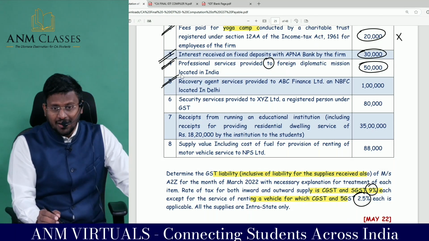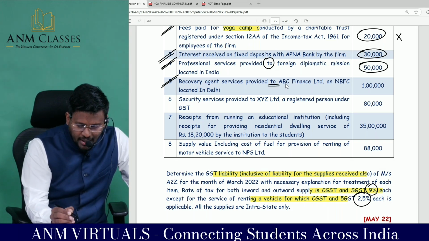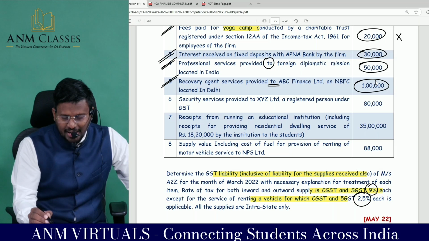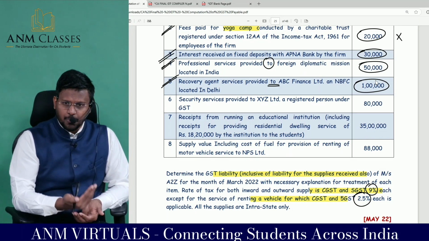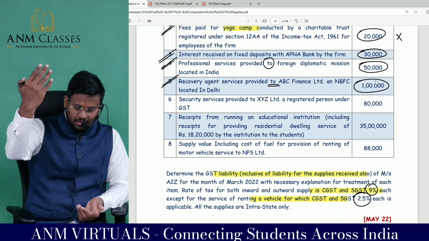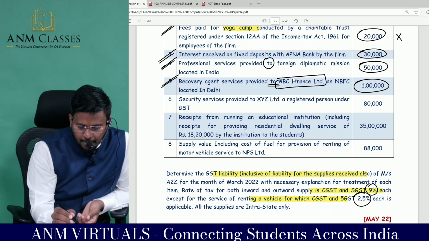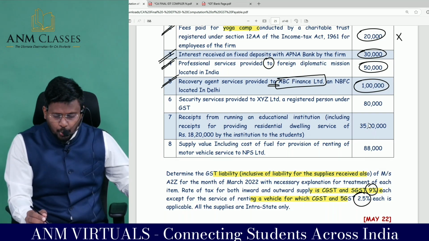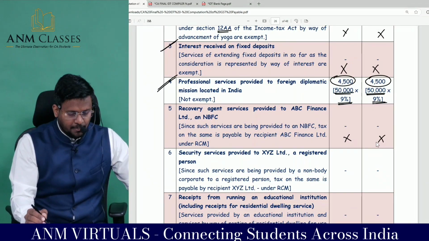Recovery agent, sir, RCM. Recovery agent services provided to ABC Finance Limited, an NBFC located in Delhi, 1 lakh. So we provided recovery agent services. So the service provider is ourselves and the service recipient is ABC Finance Limited. They are the person liable to pay tax on RCM. So in our output tax liability, sir, 1 lakh rupees will not come. That's why it is nil.